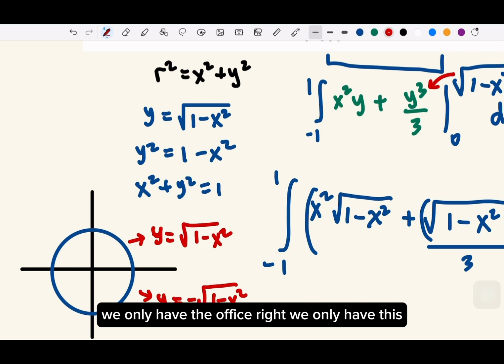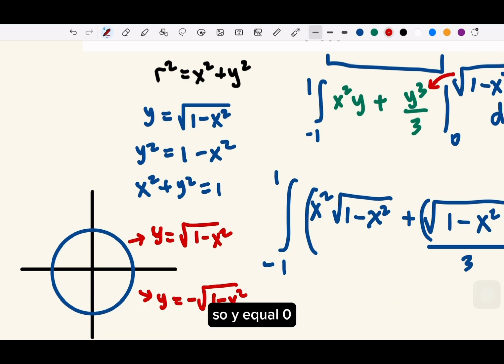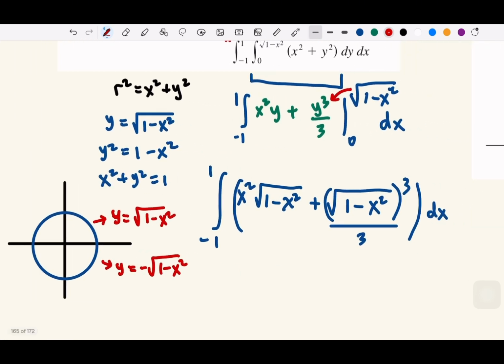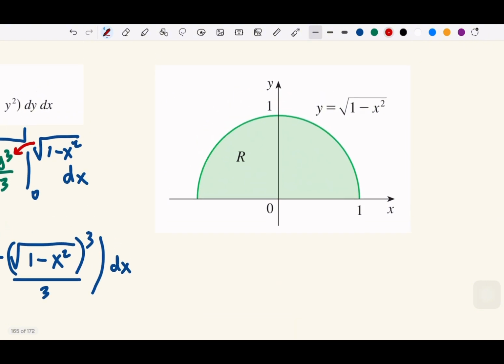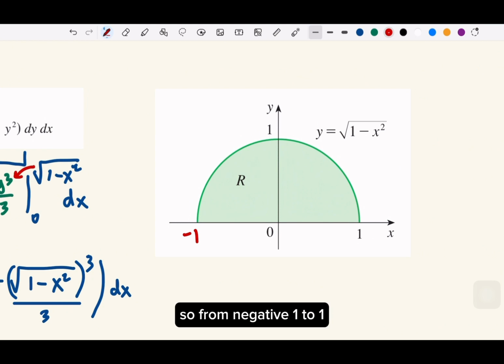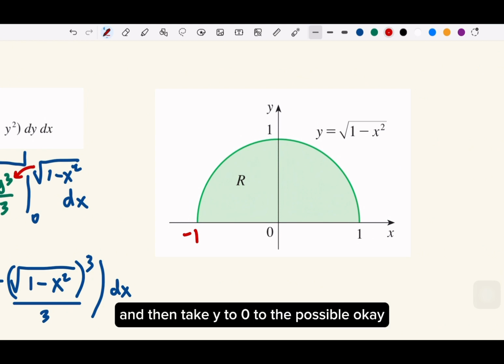We only have this, and start from y equals 0. So y equals 0 is here, right? So y equals 0, and then goes up according to this half circle. So basically, we can draw the curve like this, okay? And this will be x equal -1 and x equal 1. So from -1 to 1, and then take y equals 0 to the positive 1.